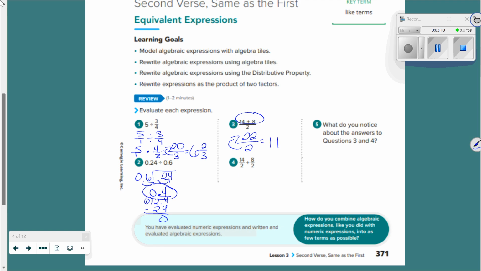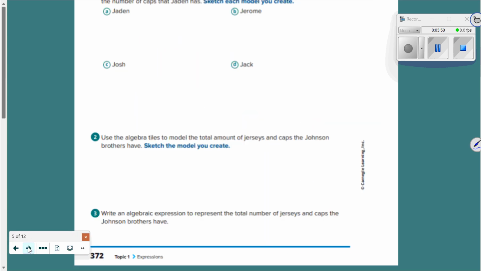And number 4. Same thing. I'm adding fractions. What do I do? Okay, so 14 plus 8 is? And my denominator is going to be 2. You do not add your denominator. You have to make sure they are common denominators before you add, and then it stays the same. So 22 divided by 2 is 11. So what do you notice about the answers to 4? They're the same. Any questions? Good. Let's look at the next page.